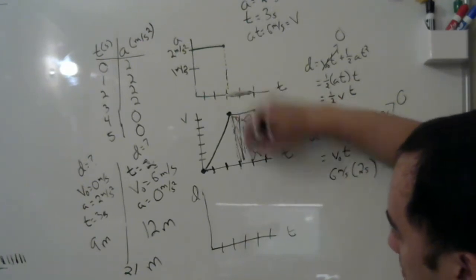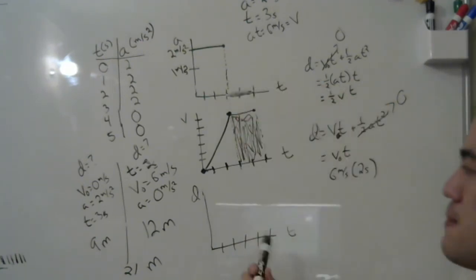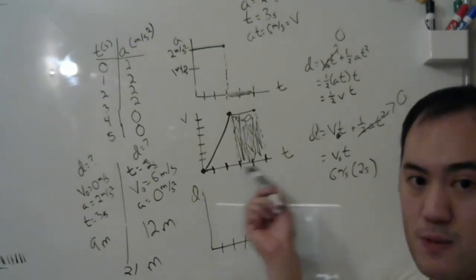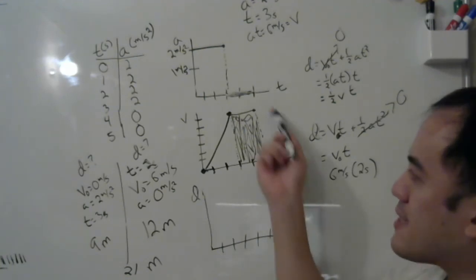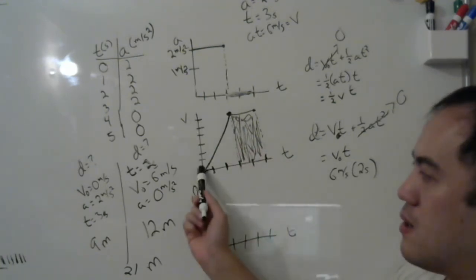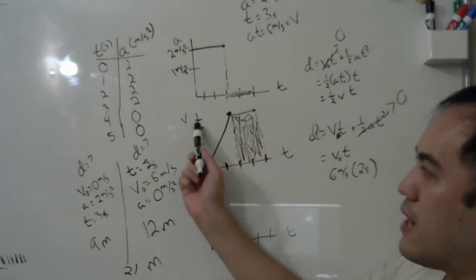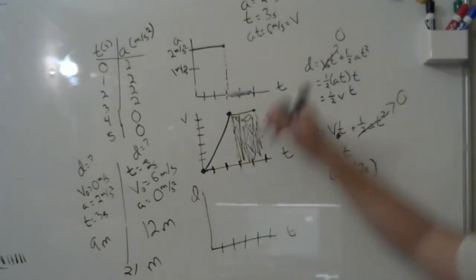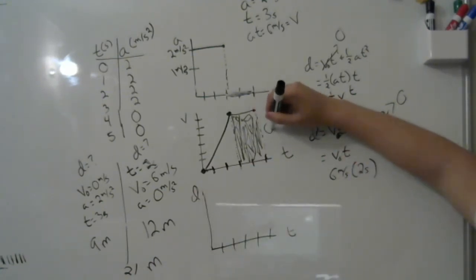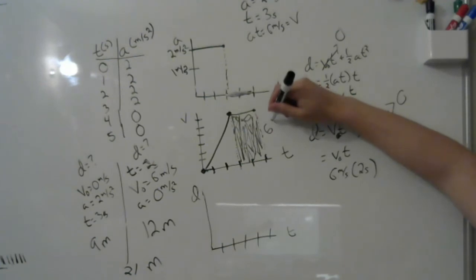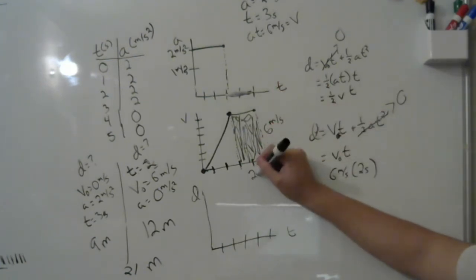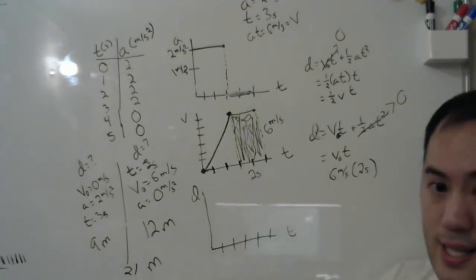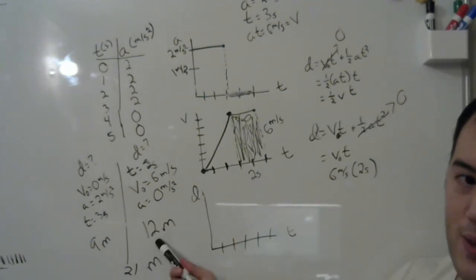This rectangle, of course, represents the displacement. Because what's the base of the rectangle? Time, 2 seconds, 1, 2. What's the height? It's the velocity. 1, 2, 3, 4, 5, 6. 6 meters per second. So this rectangle, its area is base times height. The height is 6 meters per second. The time is 2 seconds. So the area is 12 meters, which is the answer we got earlier.